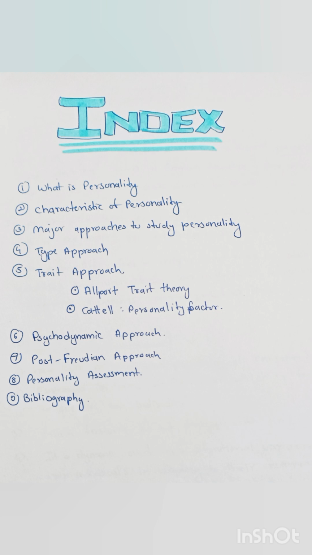First of all, we will see what is personality, the characteristics of a personality, and then we will see the major approaches to study personality. Last but not the least, we will see the tools which are available for personality assessment. Here, as you can see, our main focus is on the four major approaches to study personality. The first one is the type approach, second one is the trait approach, third one is the psychodynamic approach, and the fourth one is the post-Freudian approach.